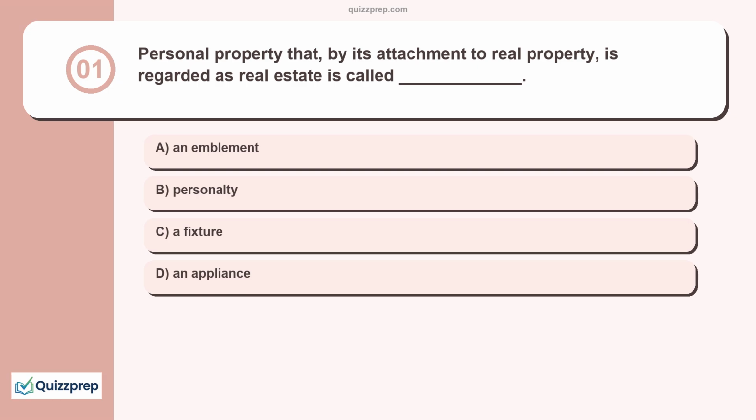Question 1. Personal property that, by its attachment to real property, is regarded as real estate is called blank. An emblement, personality, a fixture, an appliance.